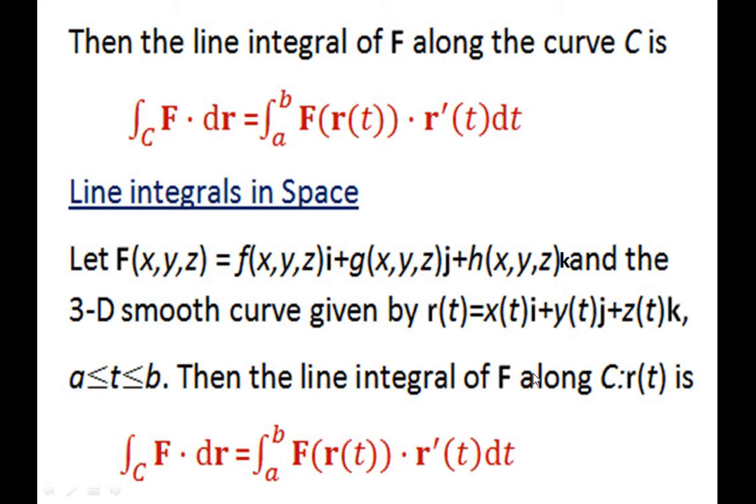Then the line integral of f along the curve C equals integral over C f dot dr, that equals integral from a to b f of r of t dot r dash of t dt. That is the line integral in space. Note this equation, which is the equation of line integrals in space.